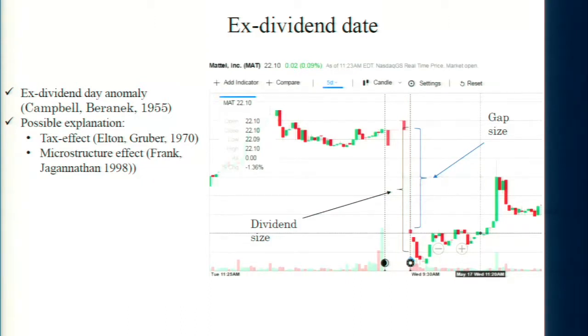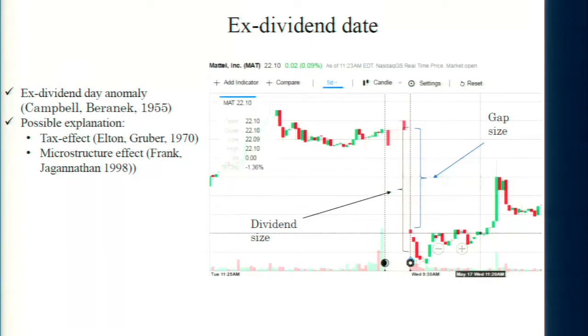In this situation, we receive dividends from the stock, but there is an empirical fact that in such situations there is a night gap, and in most cases this gap is smaller than the dividend size. Such situations were named in science the ex-dividend date anomaly.